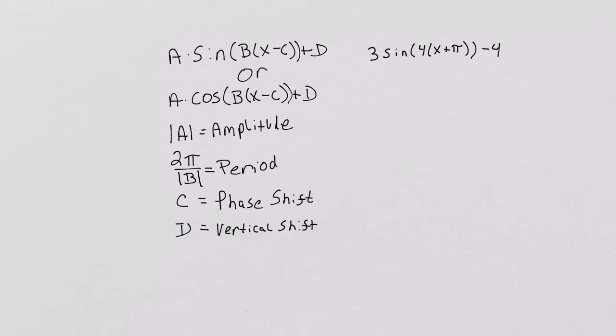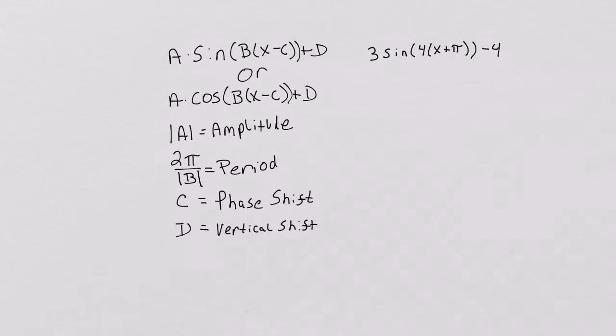C is called your phase shift. You guys already know what a phase shift is, but you just don't know the terminology. Phase shift is basically, do you move the wave to the left or to the right? Phase shift is just a fancy way of saying a left movement or a right movement. Your D is your vertical shift. Your vertical shift is moving up or down. It's going to change your Y's. Your Y's are either going to go higher or they're going to go lower.